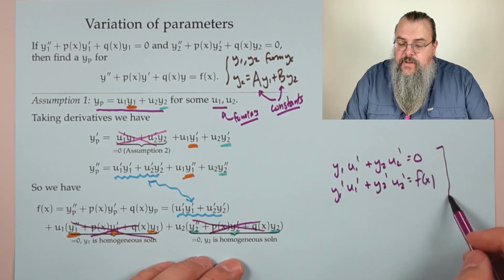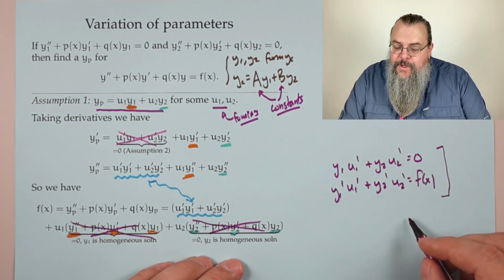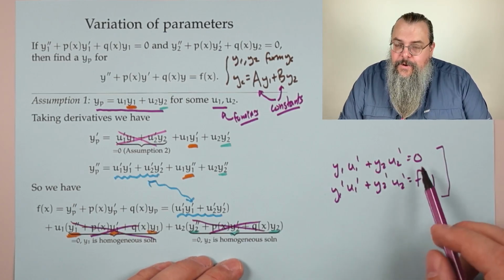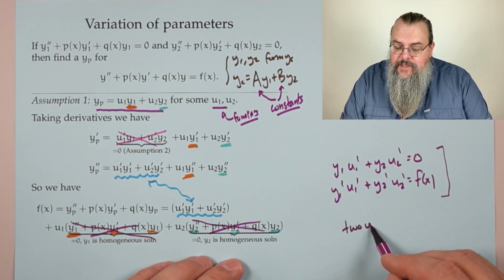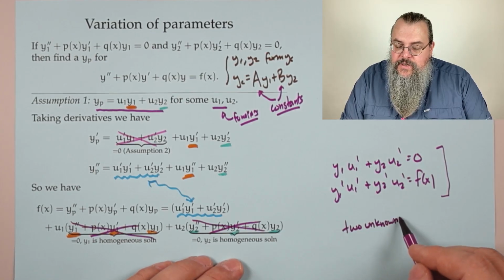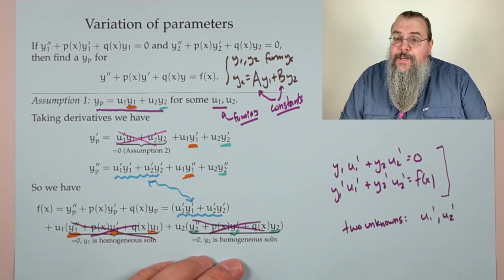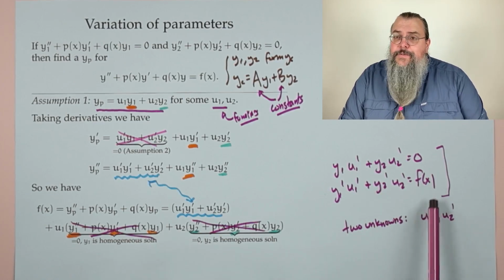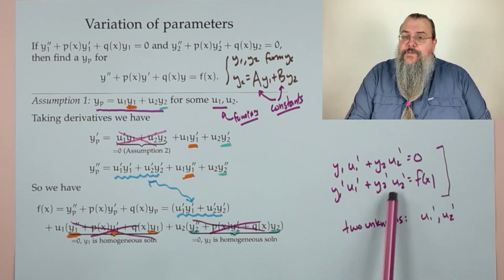And you might say, oh, this is something that he keeps talking about all the time. Two equations and two unknowns. Well, of course we see the two equations. What are the two unknowns? And that's the key here: our two unknowns are u1 prime and u2 prime. We already know about y1, y2. We already know about 0. We've known 0 for a long time. And we know about f of x. What we don't know are those two.